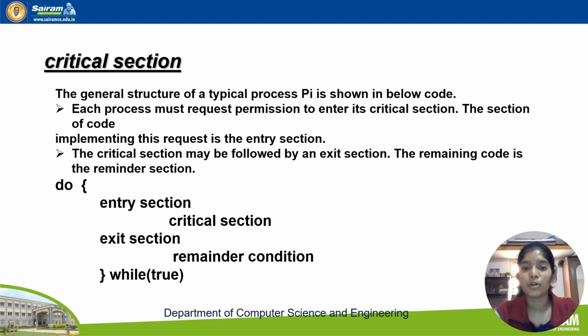The critical section may be followed by an exit section also. The remaining code is the remainder section. So we have an entry section, a critical section, an exit section, and also a remainder section. When you have a code, we take a do and while loop, and when a process starts, we have an entry section, then the critical section, where the processes can occur. And you have an exit section and also a remainder section, within while (true).